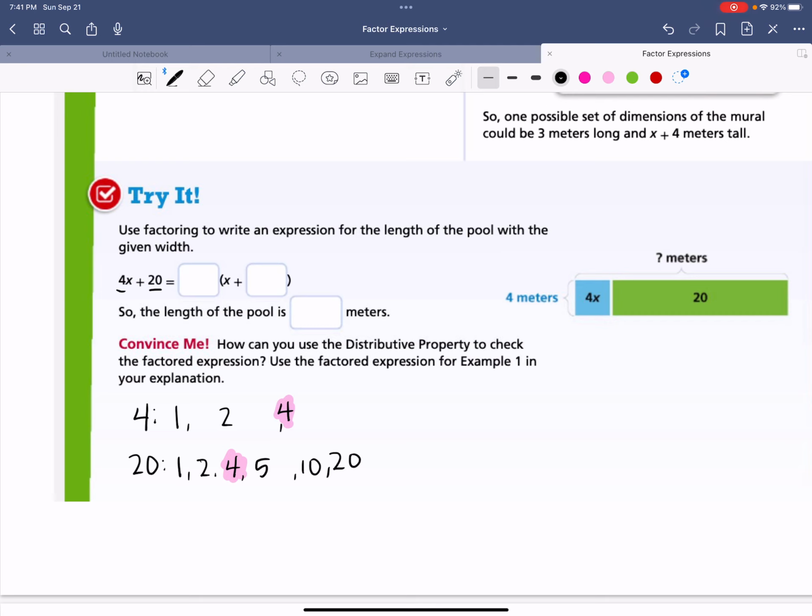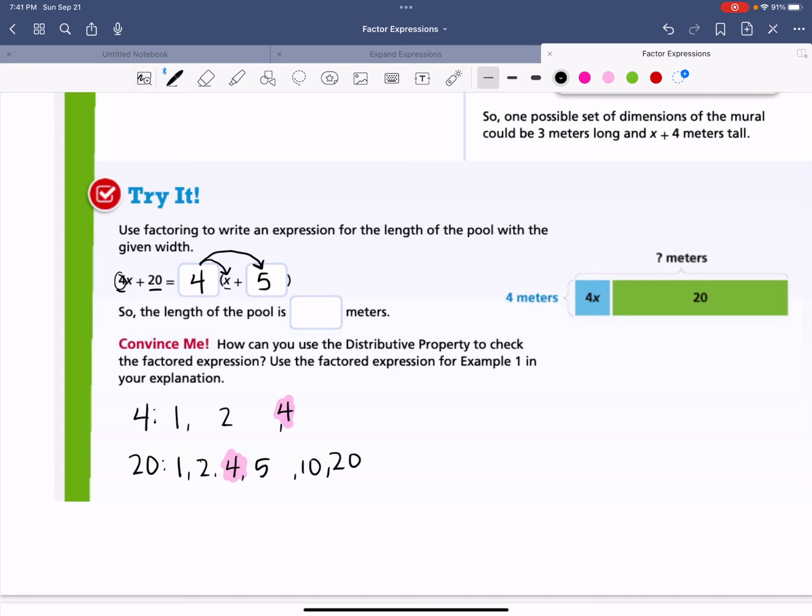So to do this, I write a 4 out front of parentheses. And then I have to ask myself, 4 times what is going to give me 4? Well, that would be 1, so that's why I just have x there by itself. Because remember, 1 can be invisible when multiplying. And then I ask myself, 4 times what gives me 20? And I know that's 5. So I'd have to put a 5 there. Because then if I were to distribute this 4 into the expression, that would be 4x, and that would be plus 20. And that's what I want.